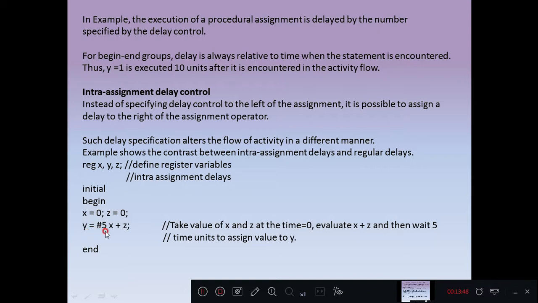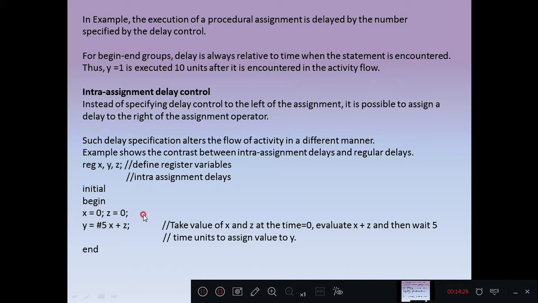Here, since on the right hand side a time delay is mentioned, it takes the values of X and Z at time 0. The initial values of X and Z are considered at time 0, it evaluates X plus Z and then waits 5 time units to assign it to Y. The initial values of X and Z are considered here, not the updated values. It evaluates the expression value, and the assignment to Y is delayed by 5 time units.